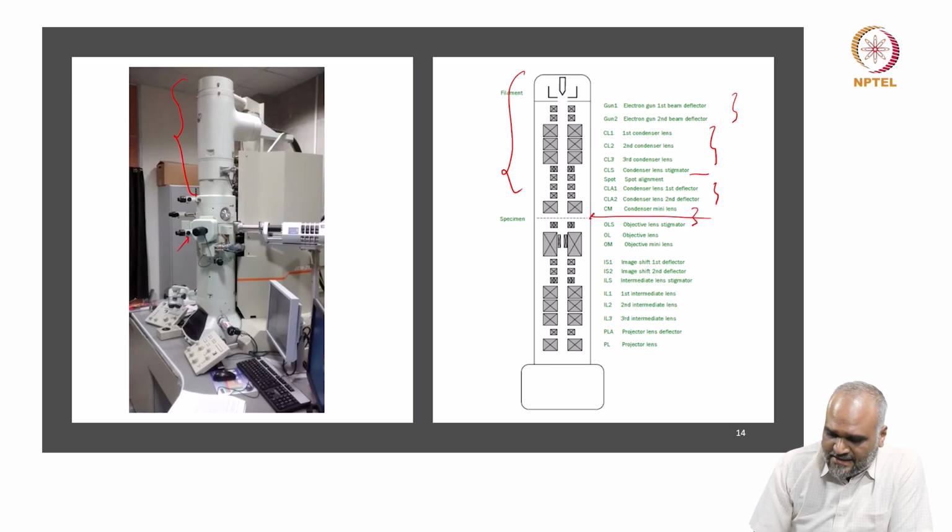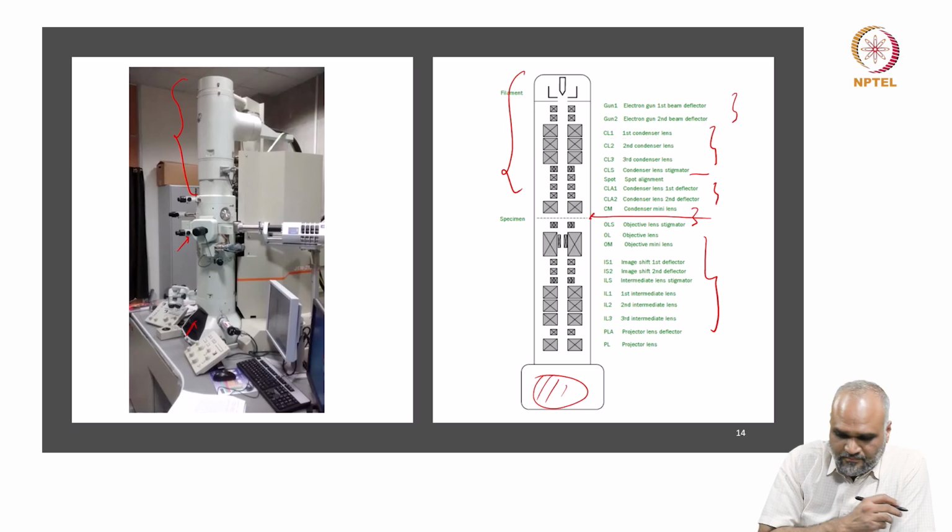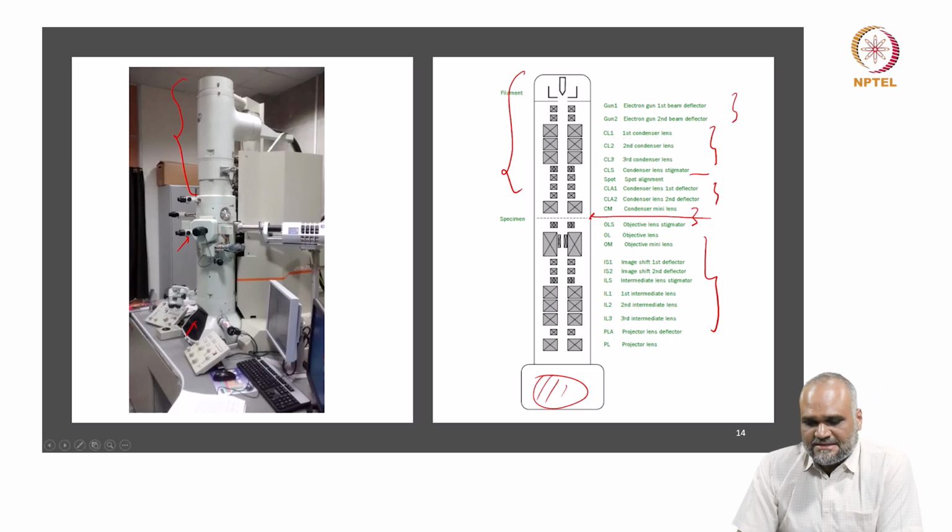So, with a side entry holder, the specimen goes in here, and I have the deflection lenses or the projection lenses, and you have the fluorescent screen to record the image here, which is shown here. This is a schematic and a sort of a diagram which gives you a broad overview of the arrangement of the components of the microscope.